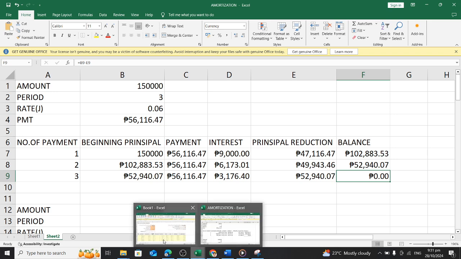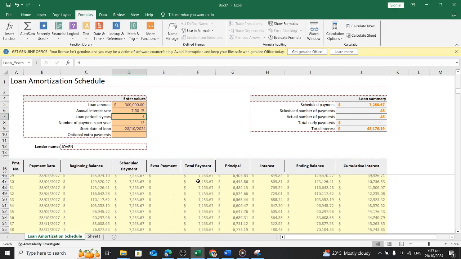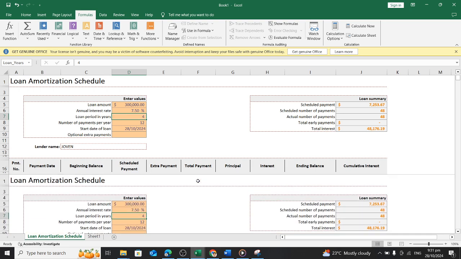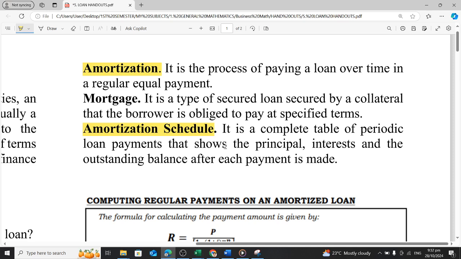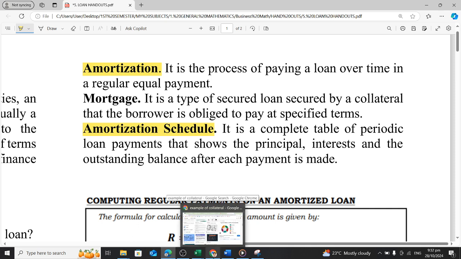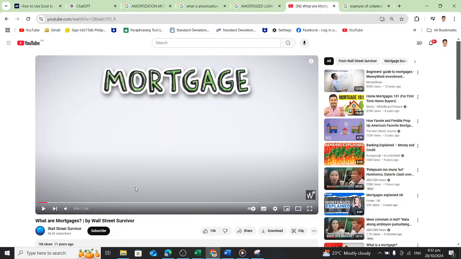So I have here another example of amortization schedule. This is another type of table. Okay, it depends on the format that will be used. Now, let's go back. Now, what about mortgage? Mortgage is a type of secured loan secured by a collateral that the borrower is obliged to pay at specified terms. So, in order to further explain what is mortgage, let's listen to this video.